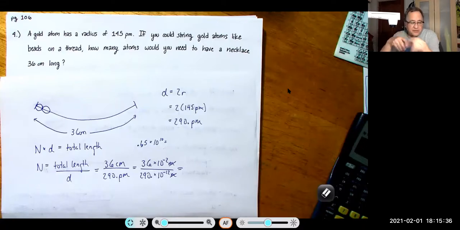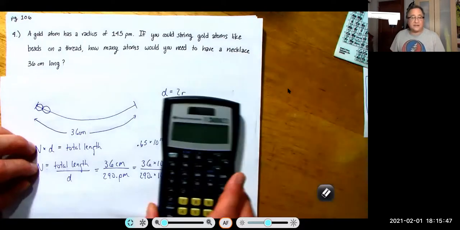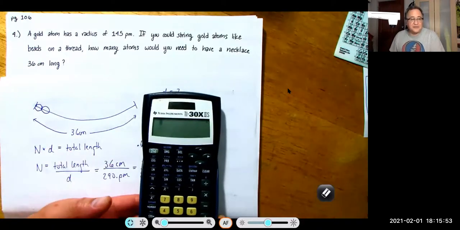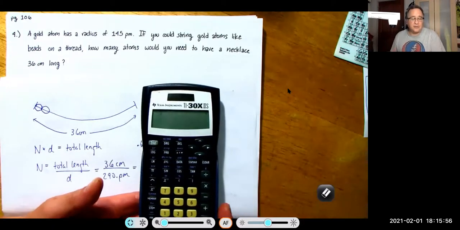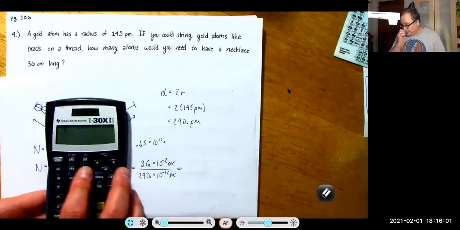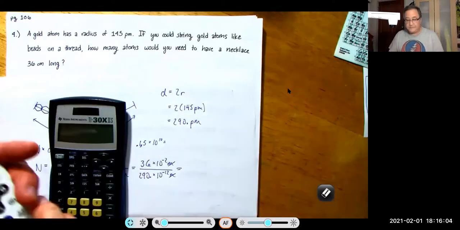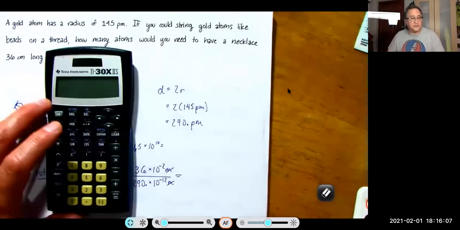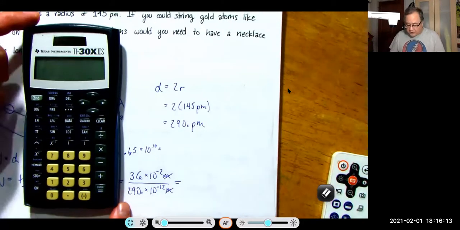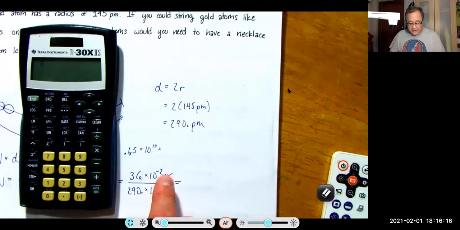Would you like to see how I put these numbers into my calculator? Okay, so I have a TI 30X2S. I like it because it's inexpensive and it's easy for me to use. So I'm going to show you how to put these numbers in. I'm going to scoot this over a little bit. I'm going to zoom in. I don't want to zoom in too much because I want you to see the keys that I'm pressing. So let me show you how to put 36 times 10 to the minus 2 into my calculator.